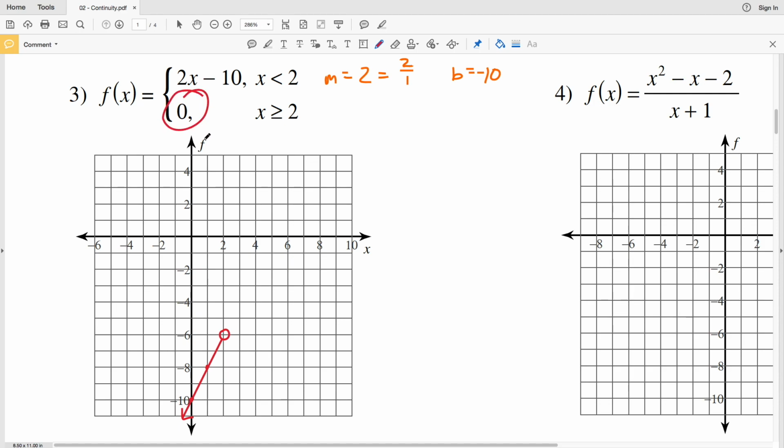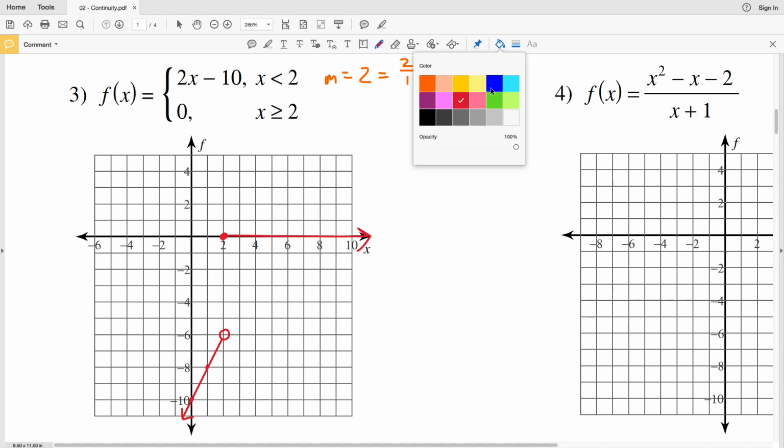For the rest of my function, f of x is equal to 0. So from 2 on up to infinity, f of x is equal to 0. I'm going to plot 2, 0 and fill that in because that is included in the interval, and then draw a straight line from that point, continuing in the positive direction. You can see there is a jump at x equals 2.